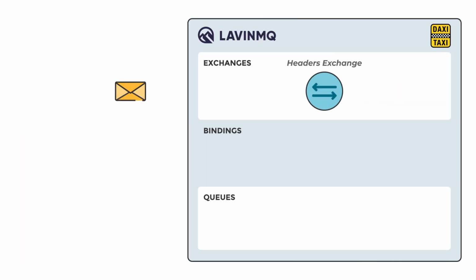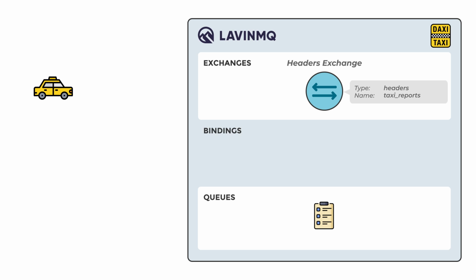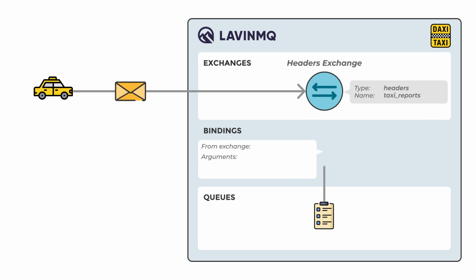Headers exchanges are very similar to topic exchanges, but route messages based on the header values instead of routing keys. Headers exchanges are not very common, but in our example, it is used by a reporting service at the taxi company. Taxi car status data is sent to the exchange every now and then, and this data is used to build reports by other parts of the system.